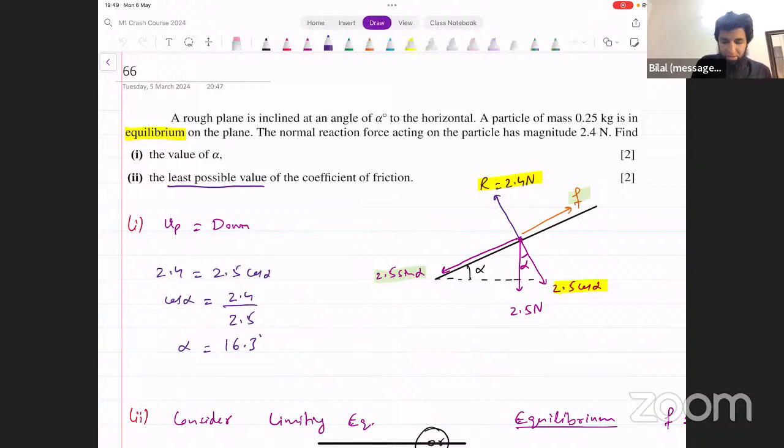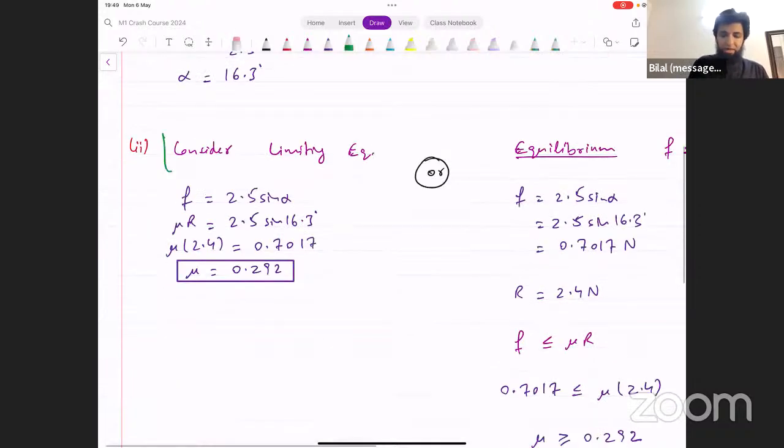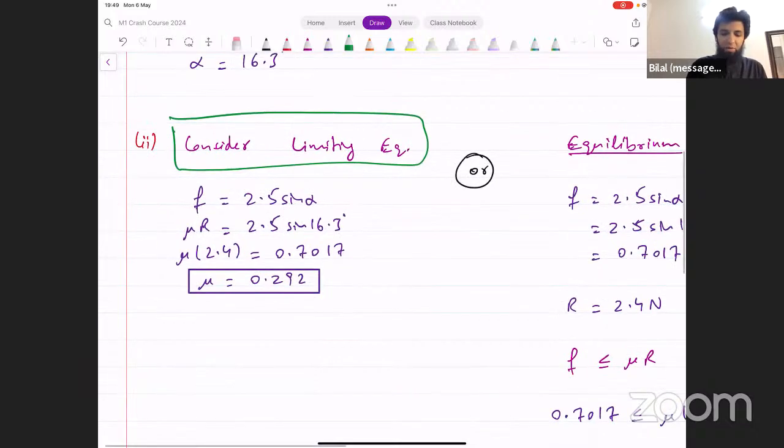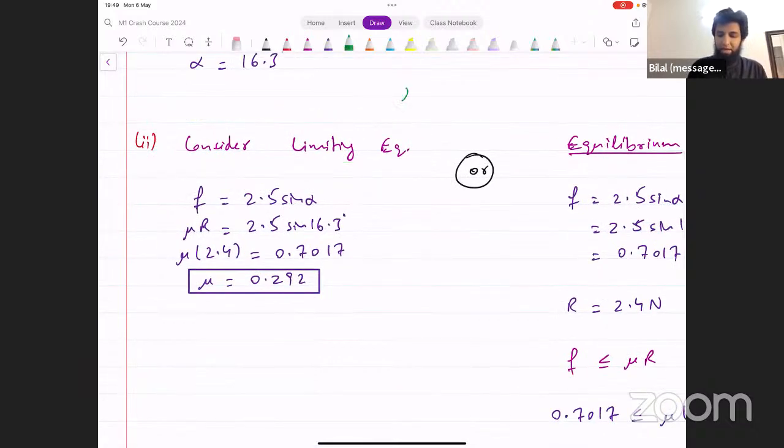Now, whenever you have something like this, and you have a rough surface involved, what you have to do is consider limiting equilibrium. That's all that you have to do in every single case like this. When you have a rough surface, and you have to find the greatest possible force or least possible force, consider limiting equilibrium. When you consider limiting equilibrium, you say F equals mu R. That's one thing that happens. Friction is at its maximum value in limiting equilibrium.